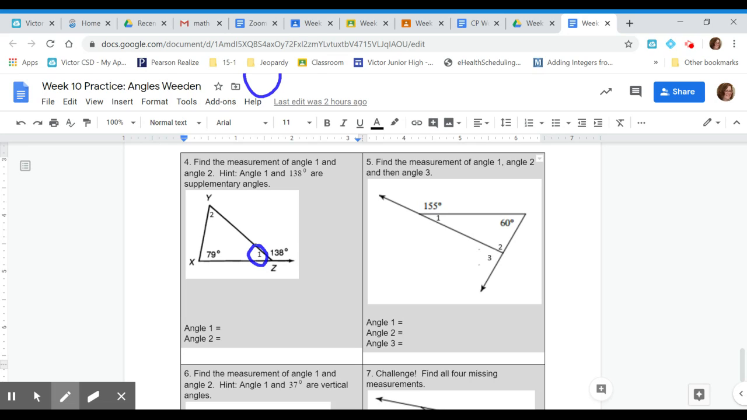Number 5 is also a little bit complicated for the same reasons. The first thing we need to do is find angle 1 because these two together equal 180. So we have 155 degrees. We need to figure out what the rest has to be for it to add up to 180. Once we know angle 1, then angle 1, 60, and angle 2 have to add up to 180 degrees.